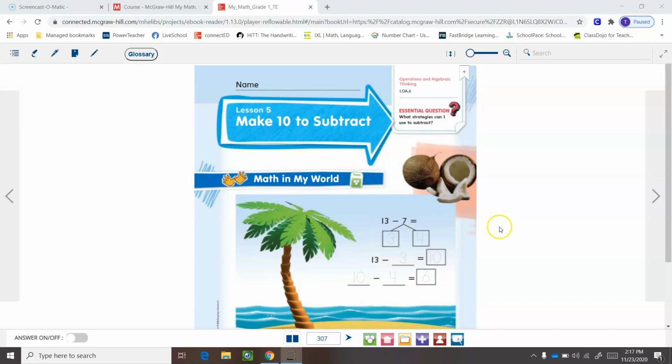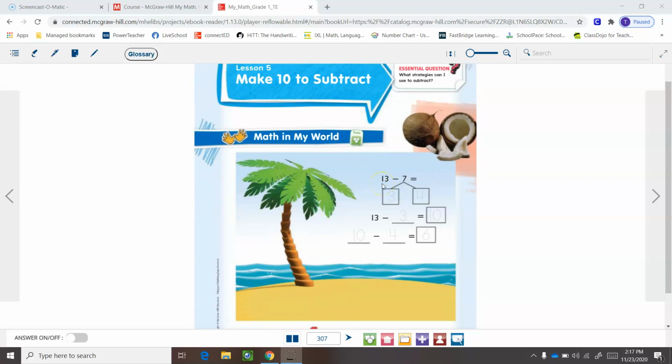It's still OA6. It's going to be a different strategy to subtract. And the strategy that we're going to use today is called make a 10 to subtract. So we kind of did an addition one where we made a 10 to add. We're going to make a 10 to subtract.